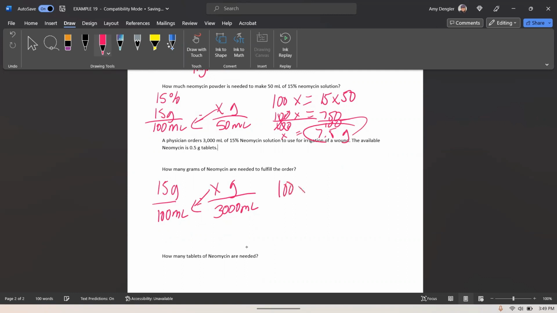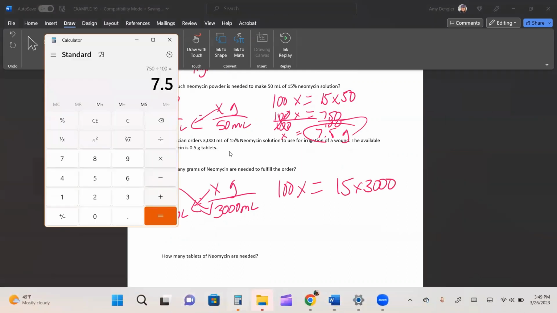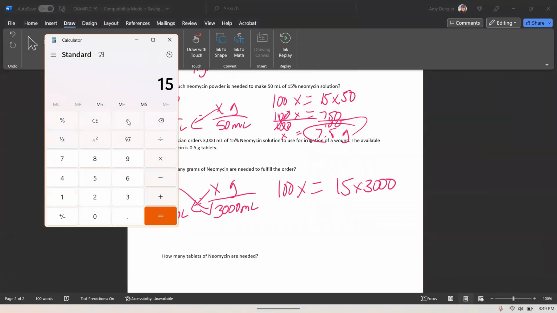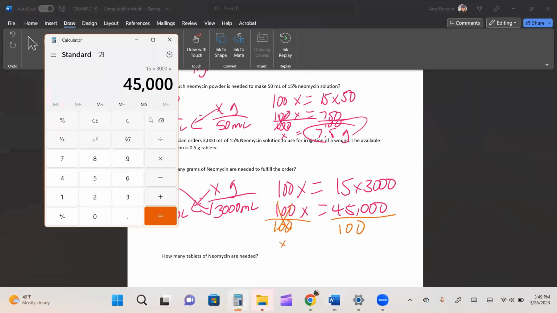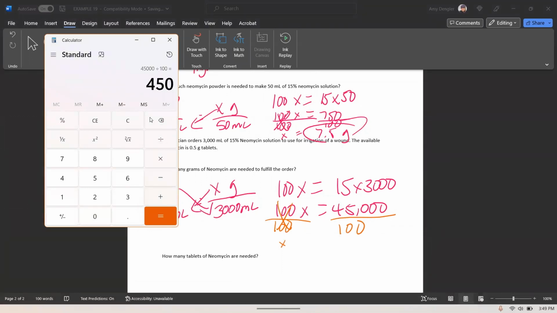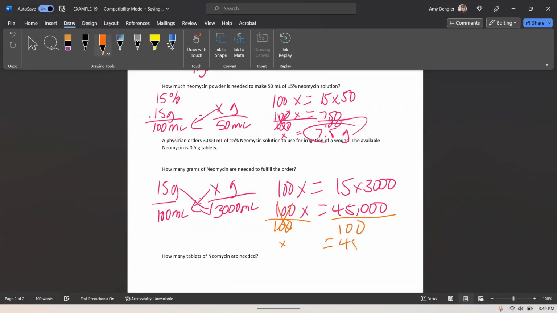So this would be 100x is equal to 15 times 3,000. So 15 times 3,000 is 45,000. All right, you want to get x alone, so we got to get rid of this 100. We also have to divide this side by 100, which is going to give us 450 grams.